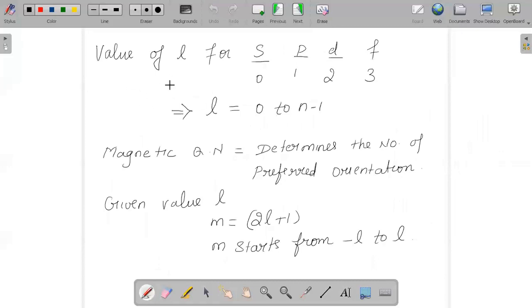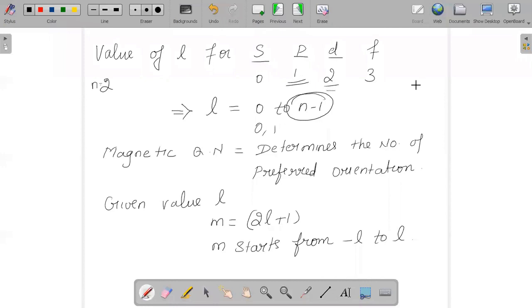So if my n value is equal to 2, you need to calculate L from 0 to n minus 1. So if n is equal to 2, 0 to n minus 1 means include 0, 1, up to n minus 1. So P takes up 1, D, and in a similar way you can calculate.